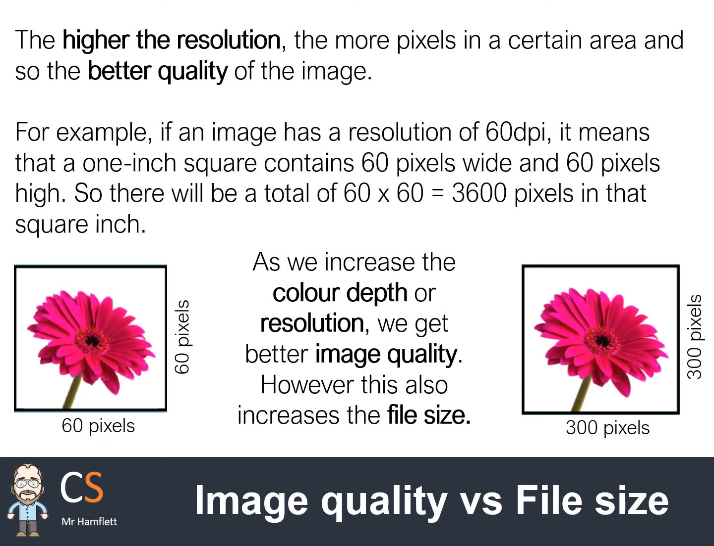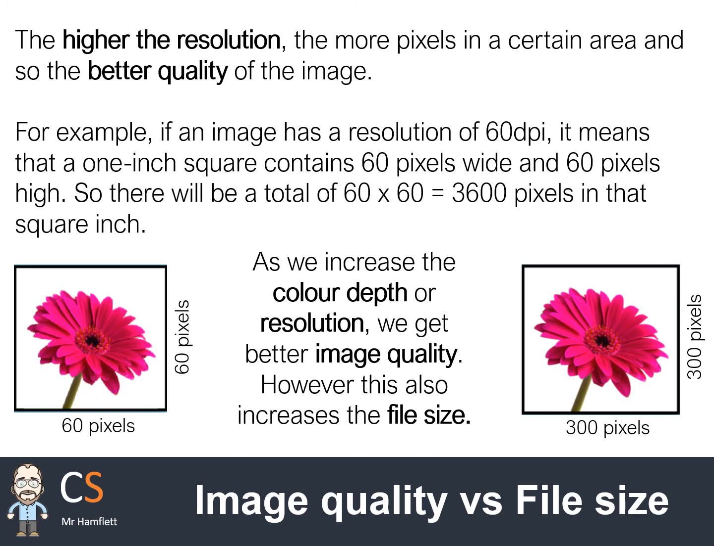So for example, if I had a resolution of 60 dots per inch, it means that 1 inch square will contain 60 pixels going across, and then 60 pixels going down, or 60 pixels high. So that would mean I'd have 3,600 pixels in total.